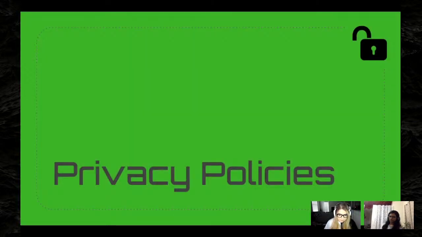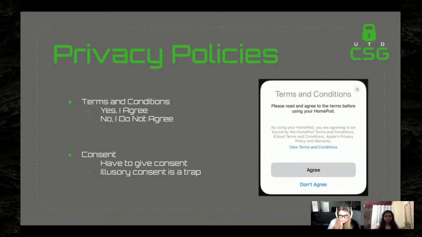So let's get started with privacy policies. If the first image that came to your mind was one of those boxes that say terms and conditions at the top, and for this you just scroll down and click I agree, then you're absolutely correct. Your thoughts were definitely headed in the right direction. So today we'll be talking about these policies that are put in place to protect your privacy.